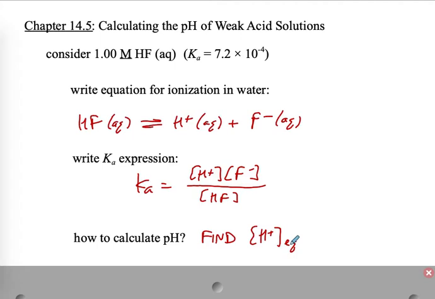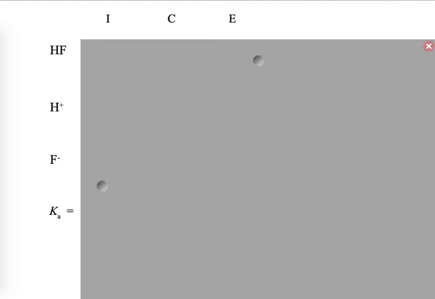Well, we've done this problem before. We learned in chapter 13 how to solve a problem like this, where you're given an equation for which you know the value of K, you're given the initial concentration of a reactant, and you simply solve for the equilibrium concentration of the products. We have done this before. And the tool we used, you'll recall, is the ice table. So let's set up an ice table for this reaction.